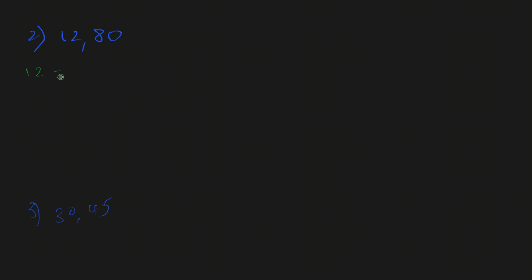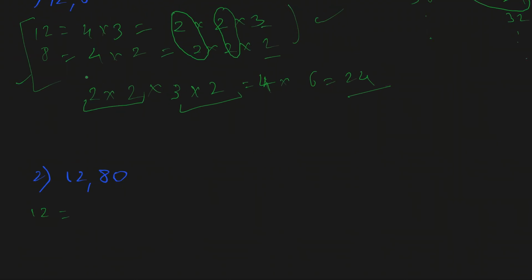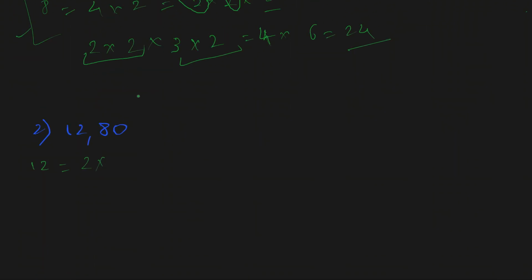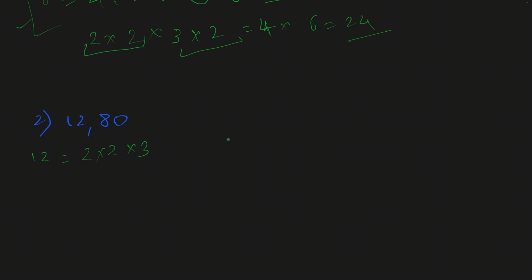So, all the prime factors for 12, as we saw before, are 2 times 2 times 3. And for 80, the easier way we can write it is as 8 times 10, and 8 is nothing but 2 times 2 times 2, and 10 is nothing but 2 times 5. So the prime factors for 80 are 2 times 2 times 2 times 2 times 5.